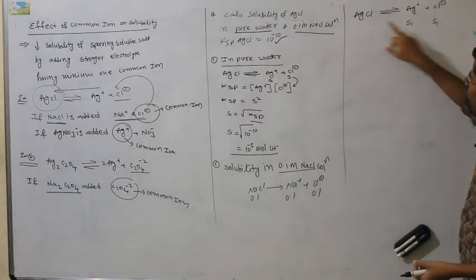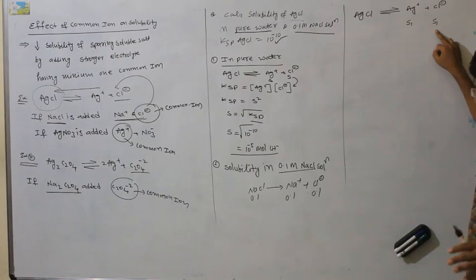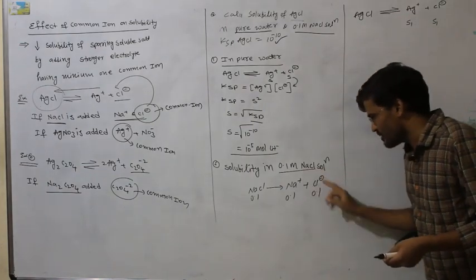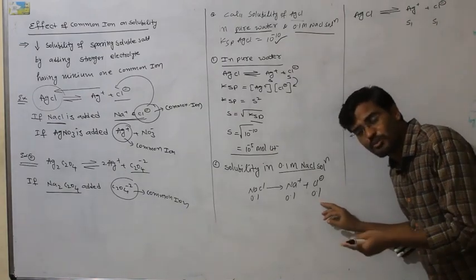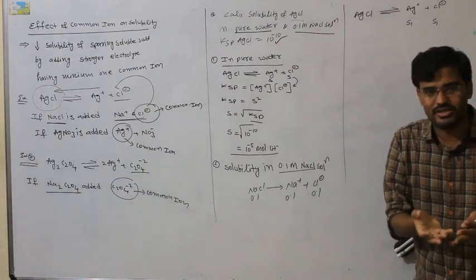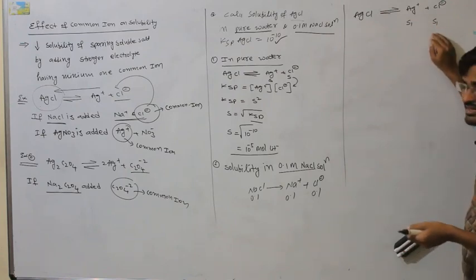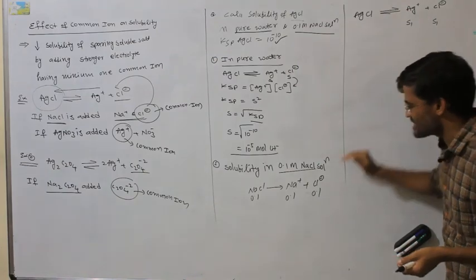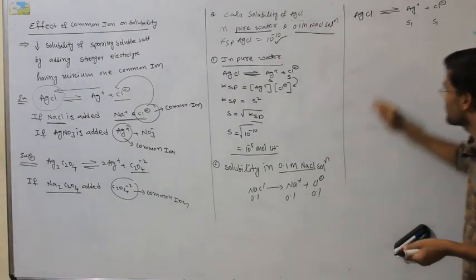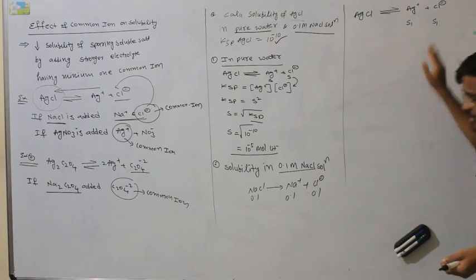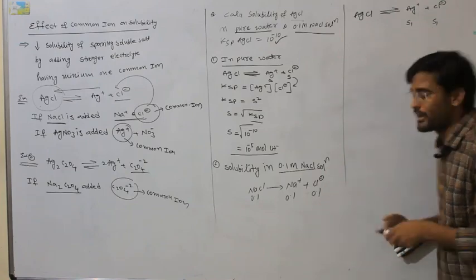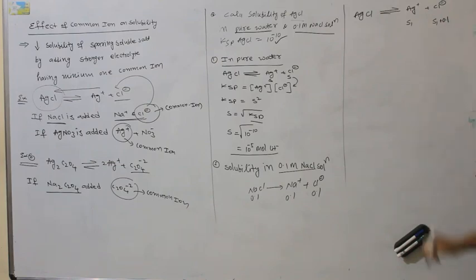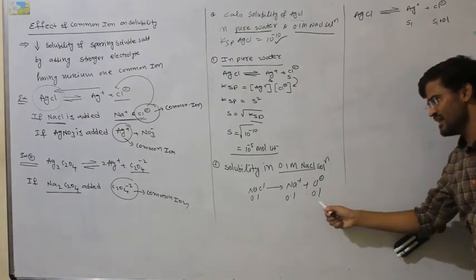From silver chloride, chloride ions are coming, S1 amount. We are not sure how much that amount is; we have to find that S1 amount. But from sodium chloride, how many moles of Cl minus ion will be coming? 0.1. So in the total solution, Cl minus ions are the sum of the ions released by AgCl as well as by NaCl. So by AgCl we have S1, from the NaCl we will have 0.1. So the chloride ion concentration has to be taken as S1 plus 0.1, which is coming from the NaCl.